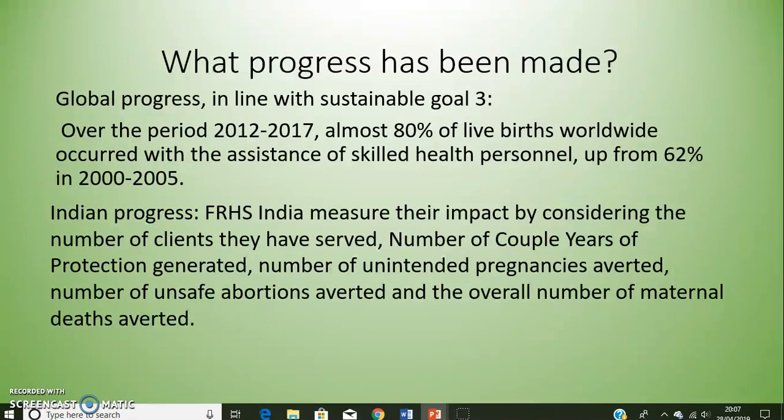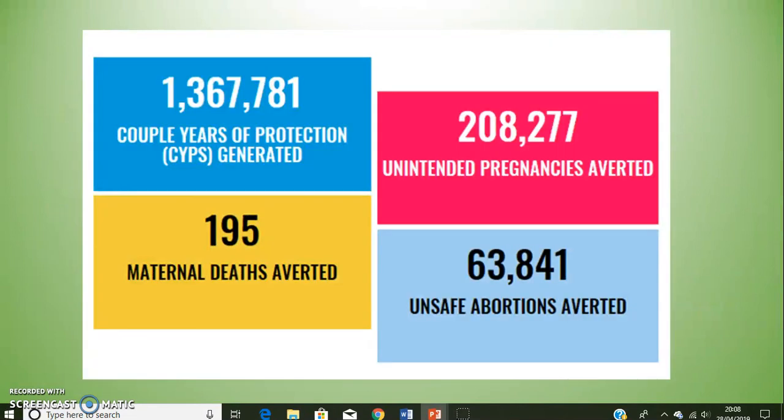As for Indian progress, FRHS India measure their impact by considering the number of clients they have served, number of couple years of protection generated, number of unintended pregnancies averted, and the number of unsafe abortions averted, and then they consider the overall number of maternal deaths averted. These statistics show the progress made by FRHS India.